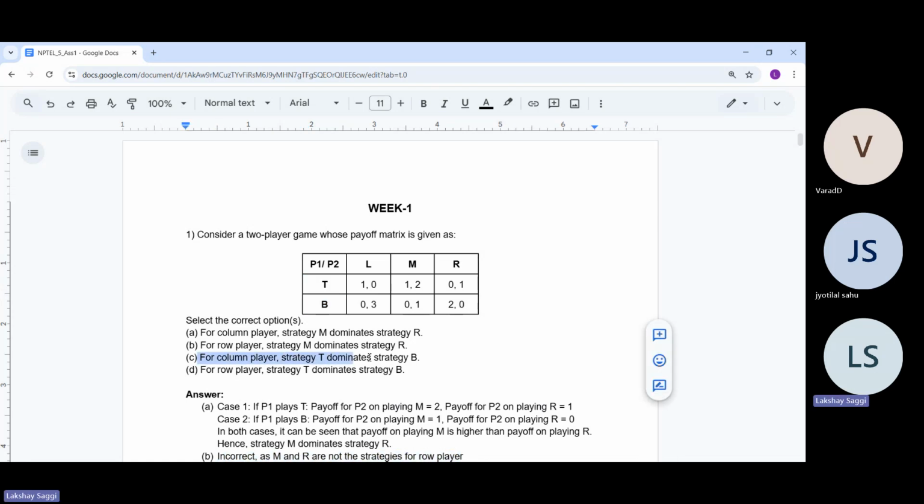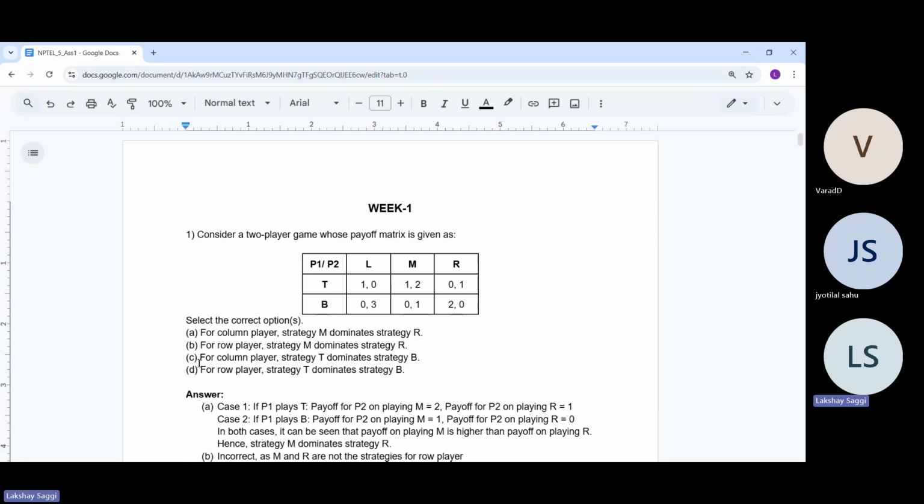Similarly, what about the C option? The C option says that for the column player, strategy T dominates strategy B. Is this option correct or incorrect? What do you think, Varad or Jyotilal? Okay, so Varad is saying that C is incorrect. So yes, Varad, you're correct.